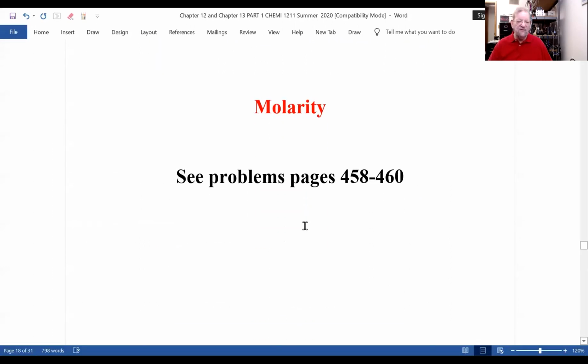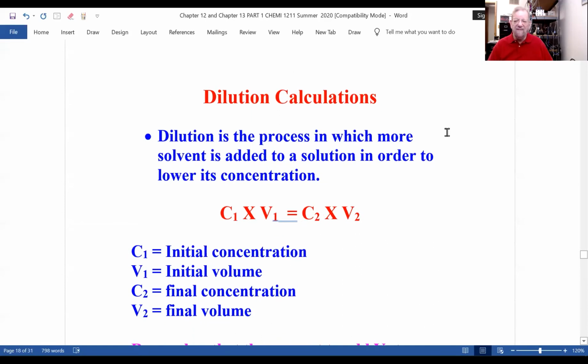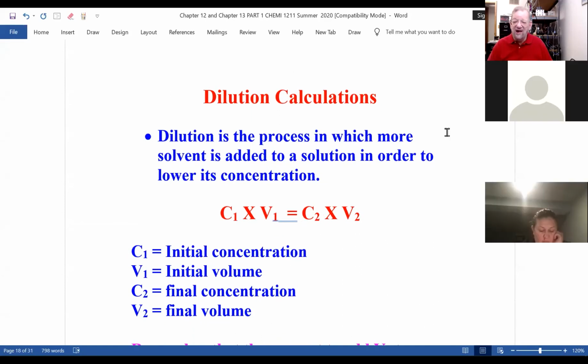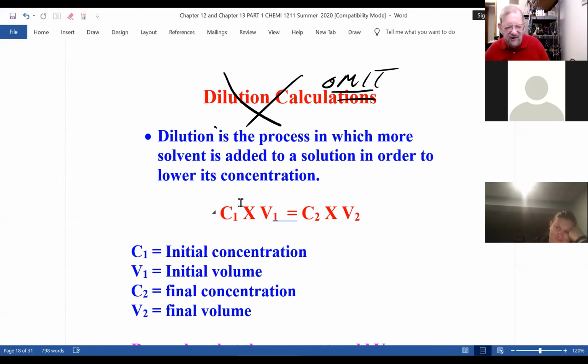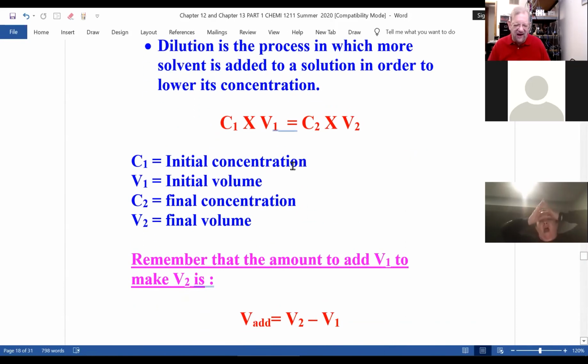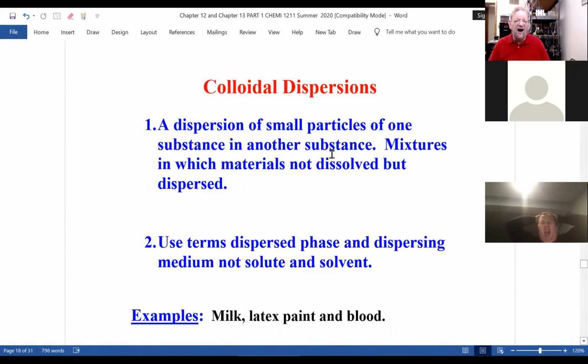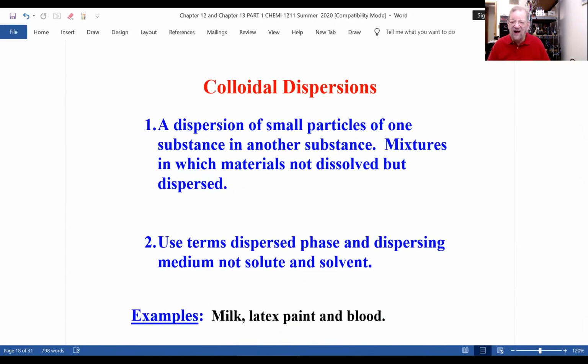All right, we've done our molarity problems. Now, good news, Dr. White has a special gift for you. This semester, I'm not going to do dilution. This will just be omitted. Everybody get that? And when you have a certain concentration solution and you want to make it into another lower concentration, you dilute it. You add some more solvent. And this tells you how to do that, but I'm going to skip that this semester. All right.